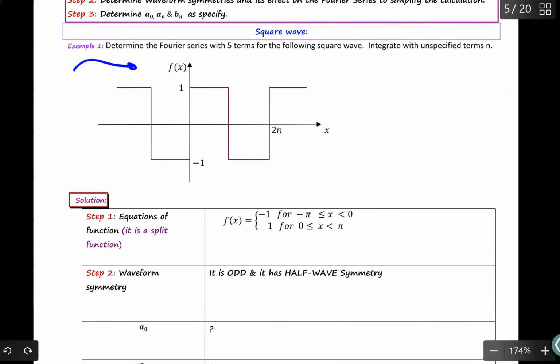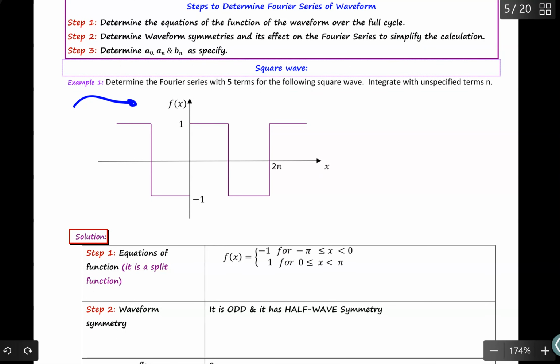So step number 1 is we have to find the equation. We have to analyze to see if our waveform is even or odd, or has half-wave symmetry, so that we can define its Fourier series before we can find certain terms of that Fourier series. This question asks me to determine the Fourier series with 5 terms of the following square wave. We set the square wave, and we have to integrate with the unspecified term n.